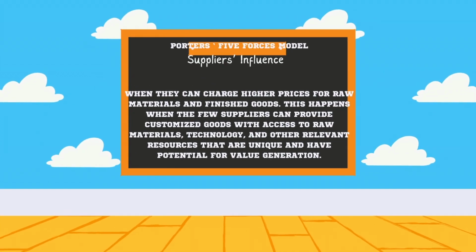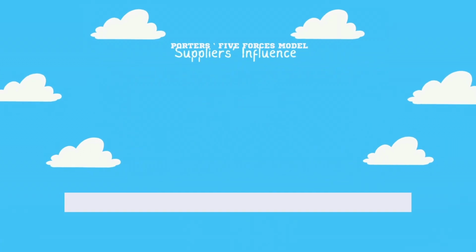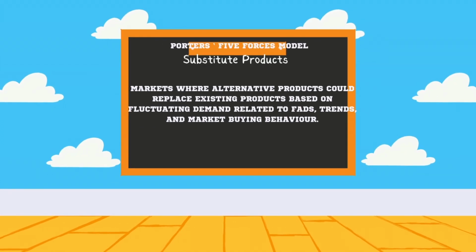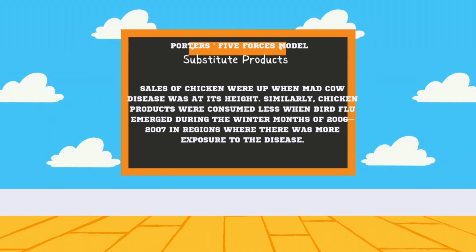The supplier's influence is when there are few suppliers available and they can charge high prices for materials and finished goods. When they are the only supplier who can give customized products with access to technology and other relevant resources, the suppliers have strong influence. Substitute products are when markets have alternative products that could replace existing products based on fluctuation of demand, trends, and market buying behavior.